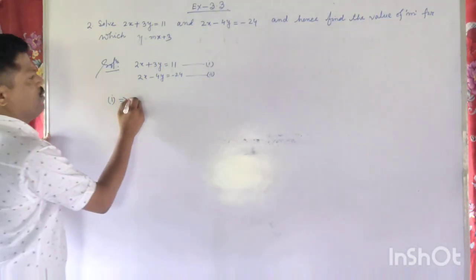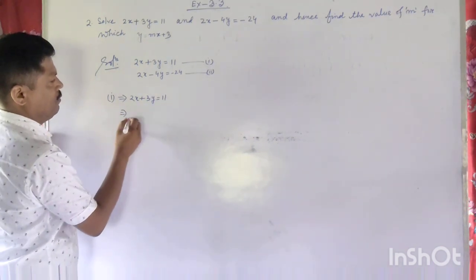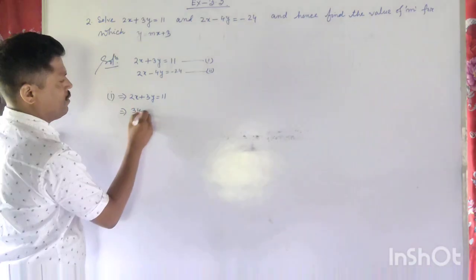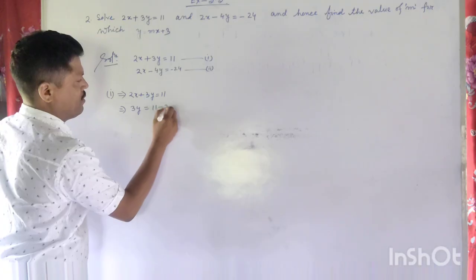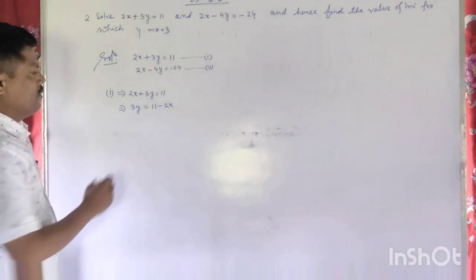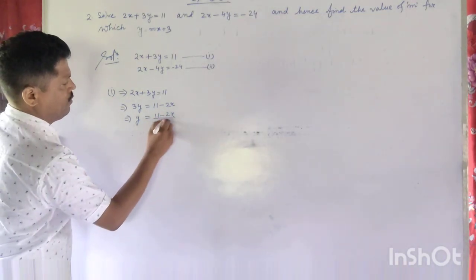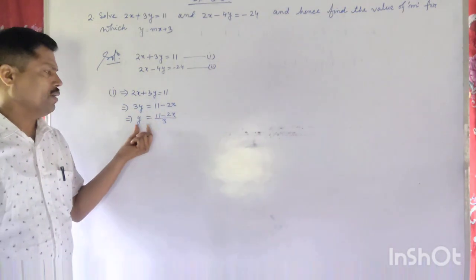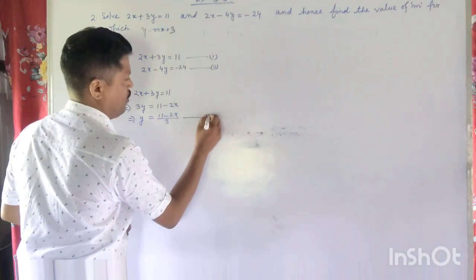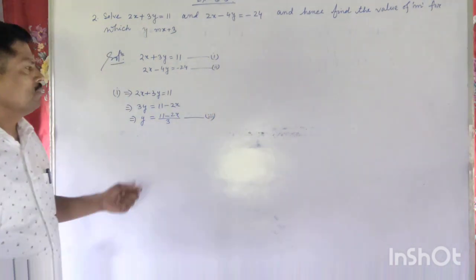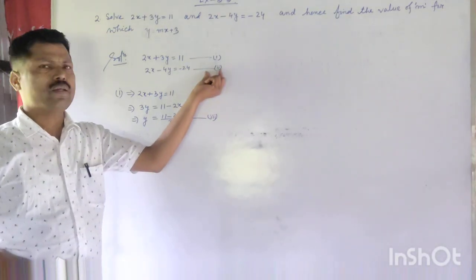Just we have to find the value of one variable, like this. Here 2x plus 3y is equal to 11. Now 3y is equal to 11 minus 2x. This 2x is positive, it will be transferred to the right hand side with a negative sign. Now y is equal to what? 11 minus 2x divided by 3. 3 is multiplied with y in the left hand side, it will be divided in the right hand side. So we can keep it as equation number 3. Now we have to substitute the value of y in the remaining equation number 2.